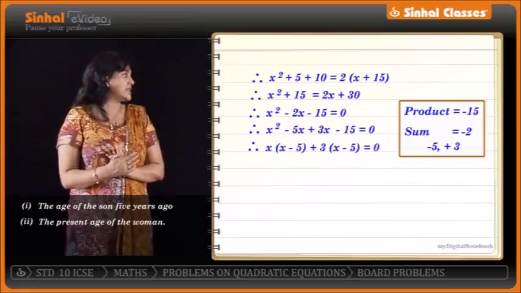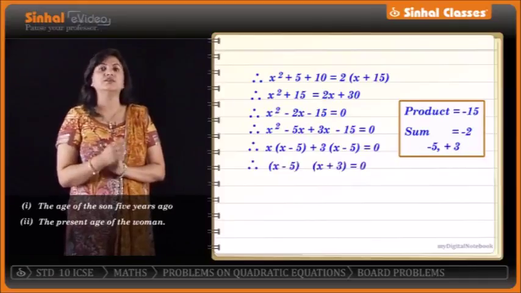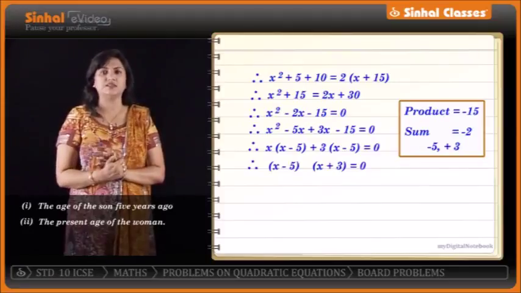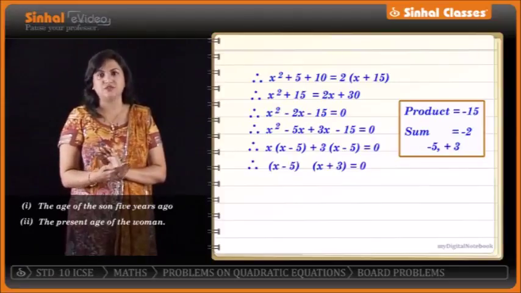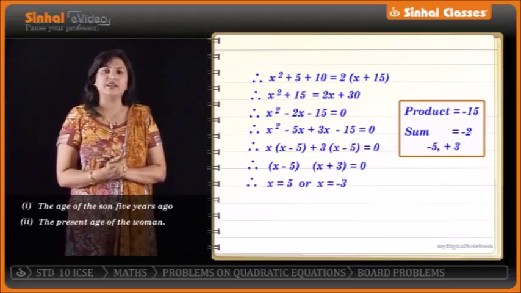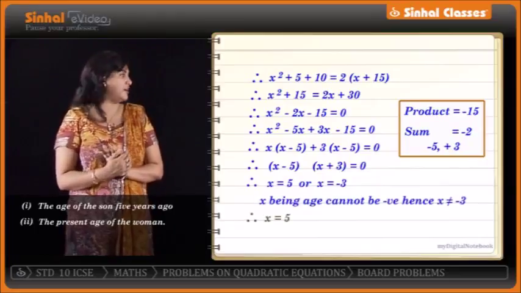That is (x minus 5)(x plus 3) equal to 0. So either x minus 5 is 0 or x plus 3 is 0. So x is equal to 5 or x is equal to minus 3. But x cannot be negative, so x is equal to 5.